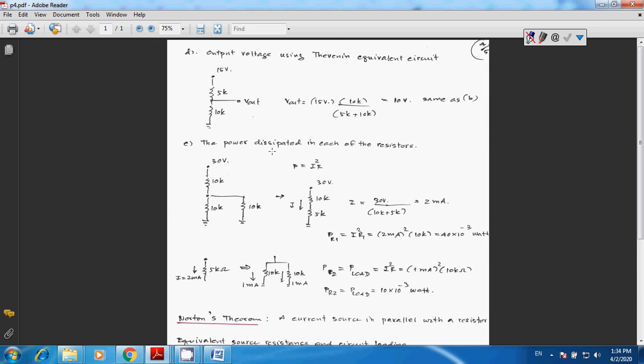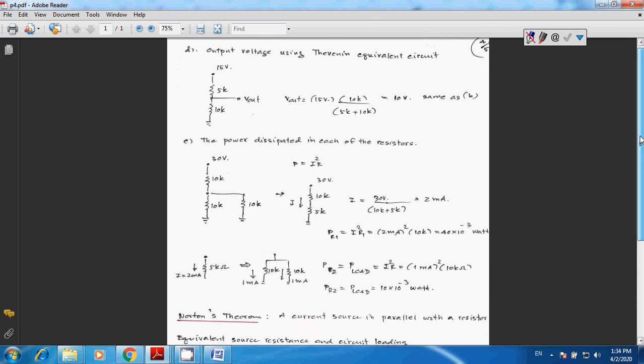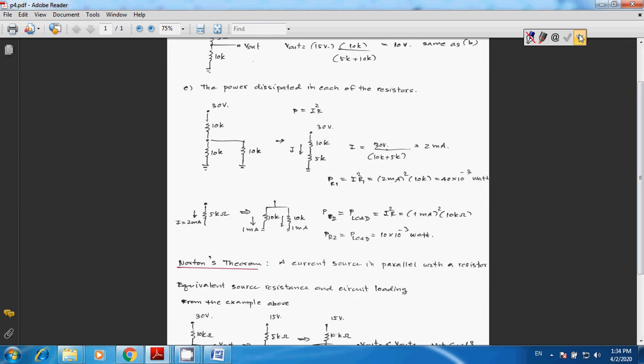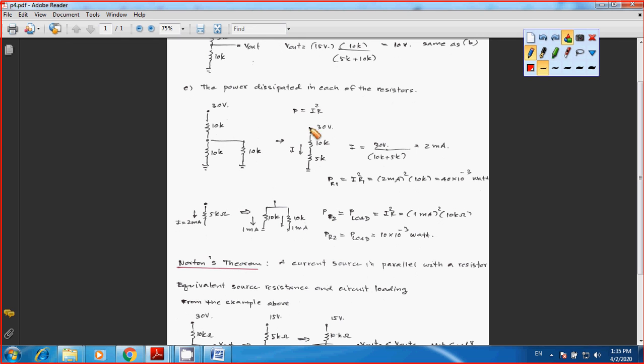Next, power dissipated in each of the resistors. Okay, starting from the circuit input voltage of 30 volts, you have the load attached to the circuit, 10k ohms load, and by paralleling these two resistors, 10k and 10k, you end up with 5k ohms. You are half of 10k.